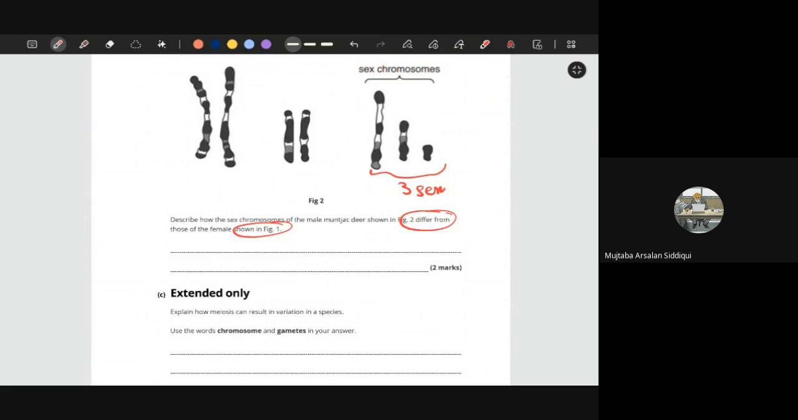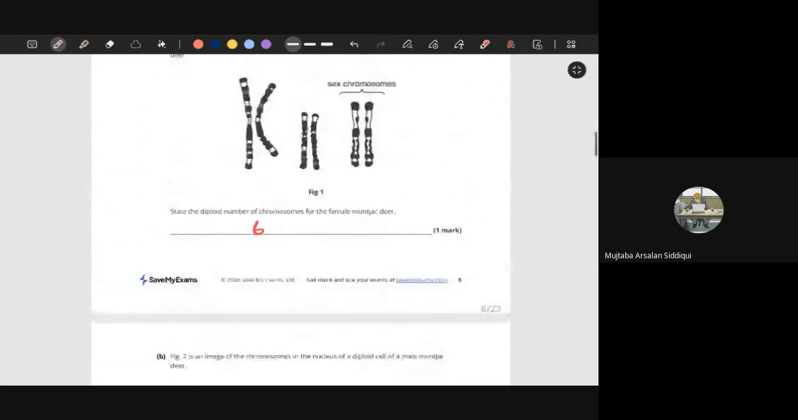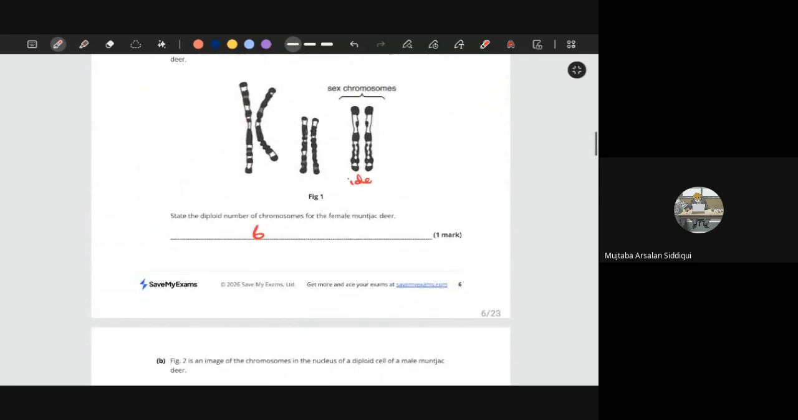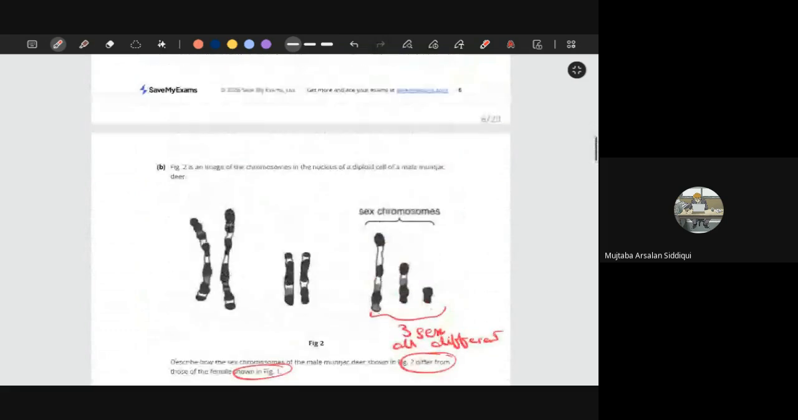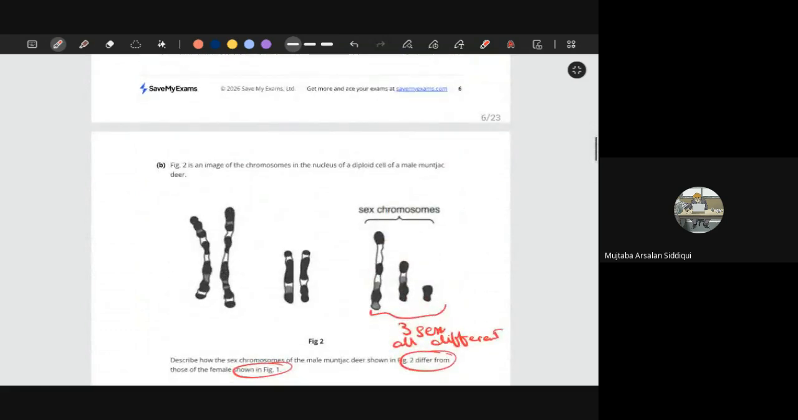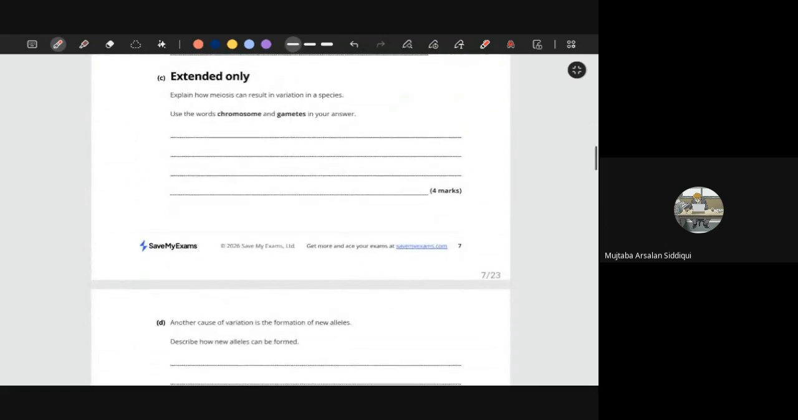That's one mark. And you can see that there are all different, while in the female they were identical, right? So you can say that they are not homomorphic. They're not the same shape. So what would your answer for this be?